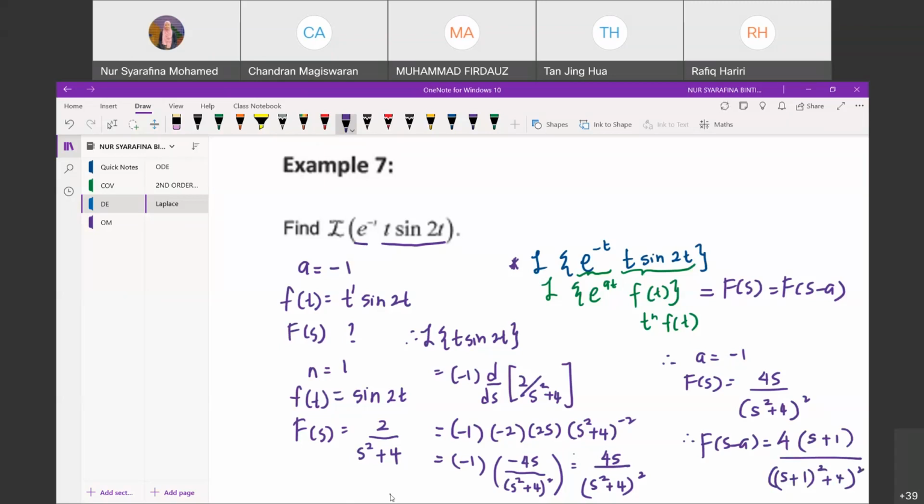Okay, so you can change the variable here. Maybe this one is z. Then your F(s) is 1. All right, clear or not? Anyone has question? Try to understand first.